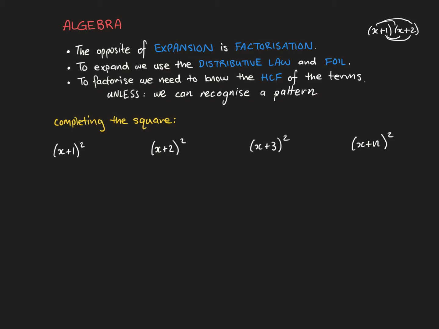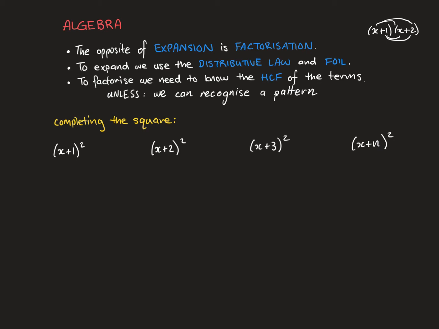So the first one, let's just try a couple of examples. I'm going to start with x plus 1 squared, then go to x plus 2 squared, x plus 3 squared, and then we're going to try a general function where we don't know what this number is, but it could be any number, any integer.